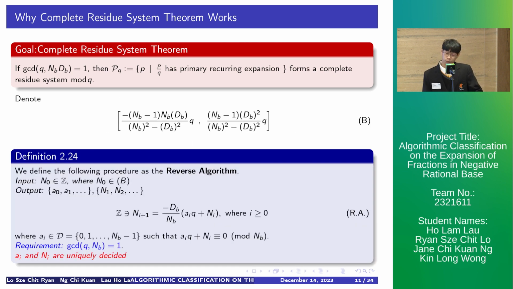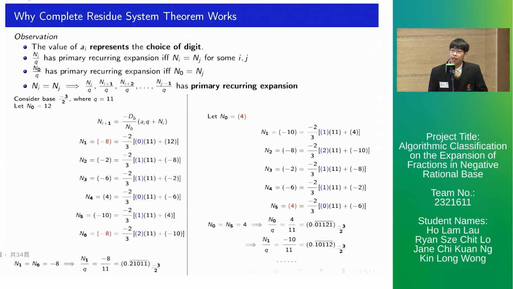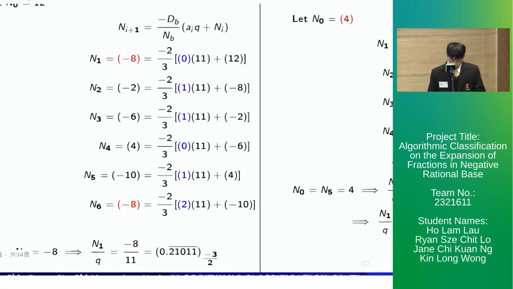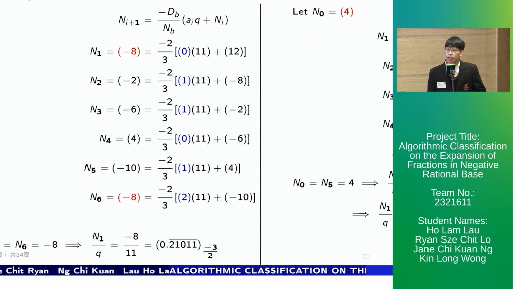Now we'll define the reverse algorithm, which is used to determine whether a fraction has a primary recurrent expansion or not. It's a division algorithm in essence, in which the Ai and Ni are uniquely decided. But we realize the value of Ai actually represents the digit choice. In particular, if we consider the left example, when Ni equals Nj, we know that Ni/Q has a primary recurrent expansion, where the digit choices are Ai.